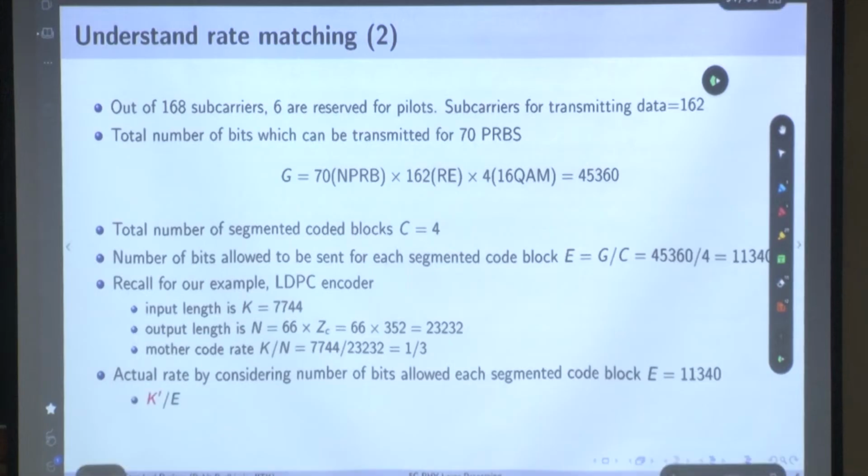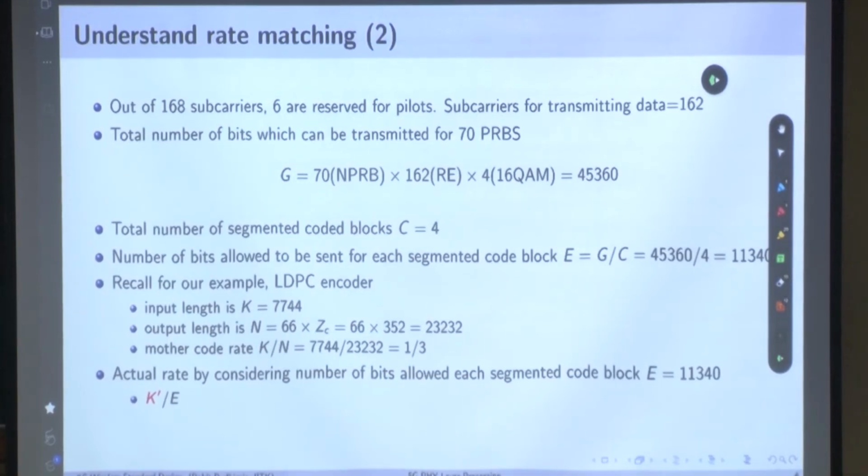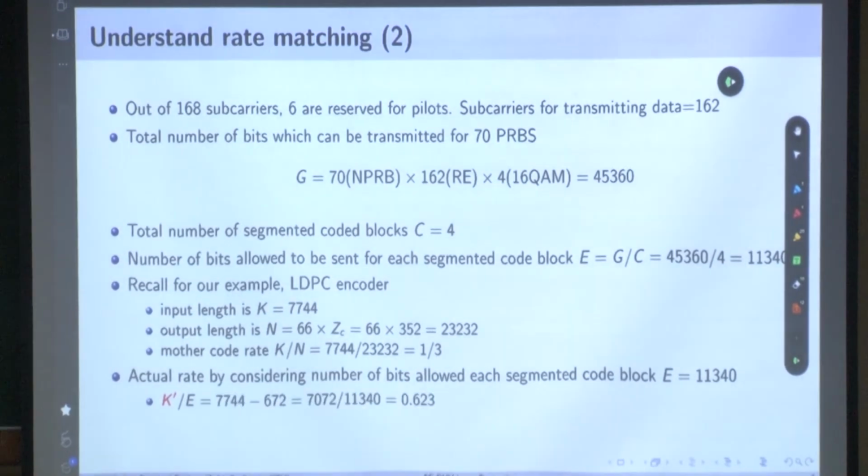Now look at this. Instead of k, I am writing k dash here, okay? Why? Because k contains filler bits also, right? Filler bits are not actual data, and I will show you those filler bits get dropped at the transmitter, because they are dummy bits, and those dummy bits were inserted for the LDPC encoder to work. So this is the number of bits which is allowed to send.